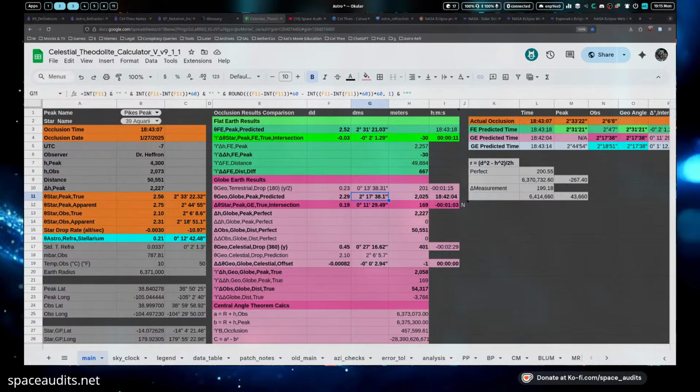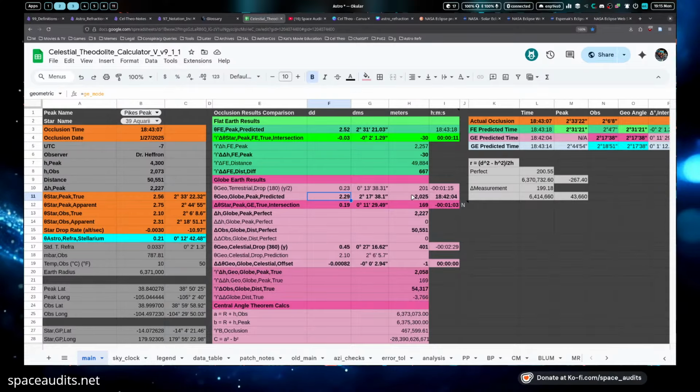This is 50.7 kilometers, so that's 201 meters of drop. Your prediction should be different from our prediction by exactly that amount. Do you not agree, Bacon? I don't know what you just said there. Which one is that peak? The globe geometric peak is F11 here.